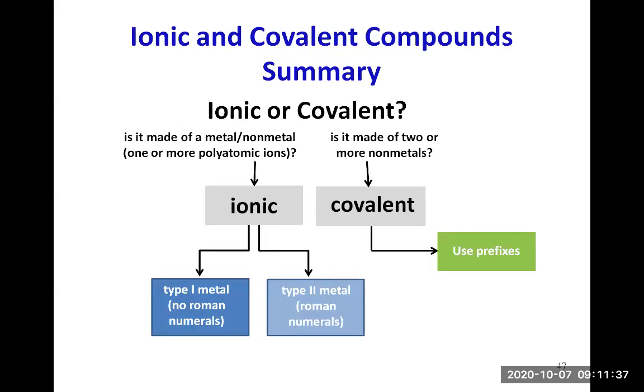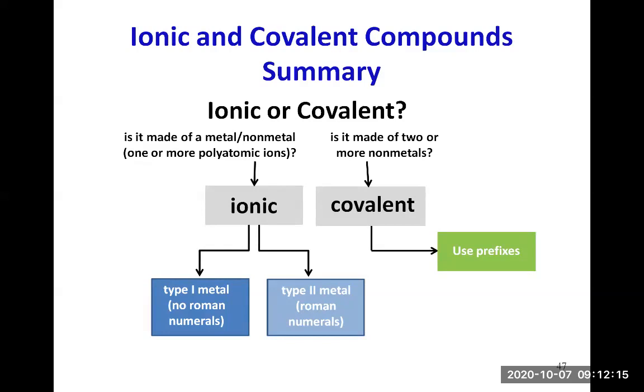So in summary, how do we name ionic and covalent compound? The first step is to recognize, do you have an ionic or a covalent compound? That's a very important first step to accomplish before you try to name them. So the question is, is it made of a metal and a non-metal, or one or more polyatomic ions? And if you have a metal, just one metal is enough to make it ionic. If you have only 2 or more non-metals, then this is a covalent compound or molecular compound.